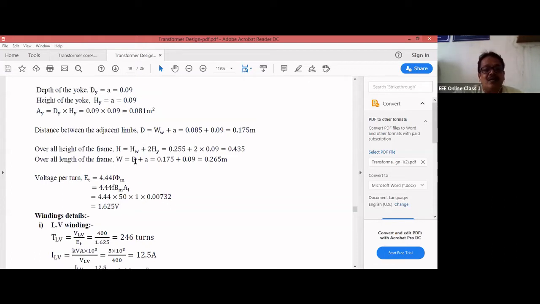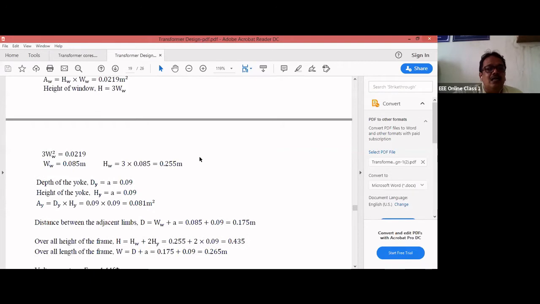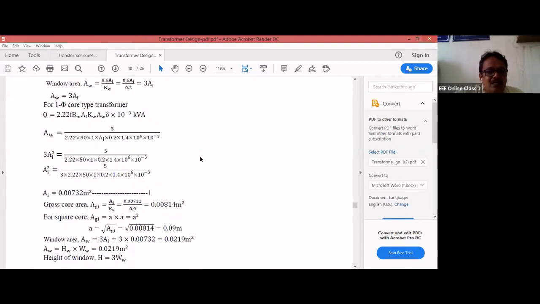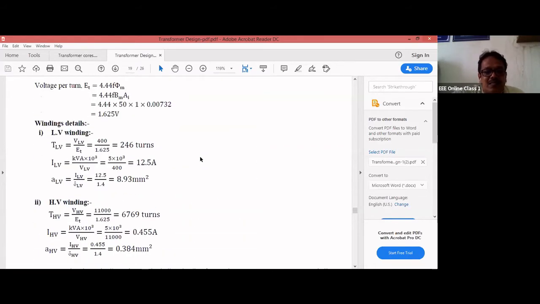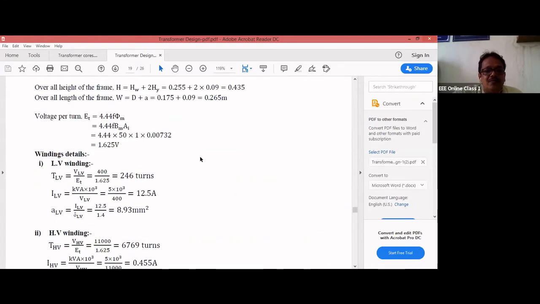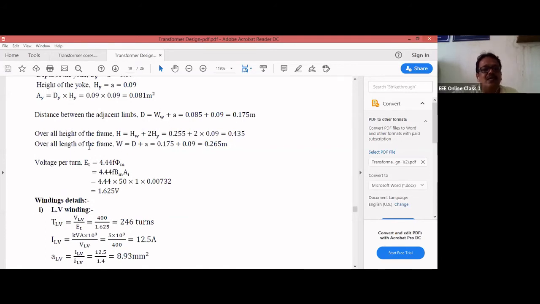If you want to calculate D, you can calculate WW plus D. Once again, you would have to calculate the diameter of the circumscribing circle also. That you can calculate, but it is not required. This is the simplest method. Once you calculate this, substitute there and find the overall length of the frame, the width of your window. Find W is equal to D plus A. What we got here is 0.265.